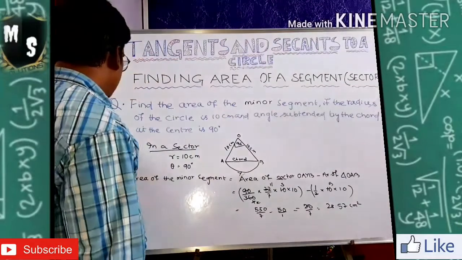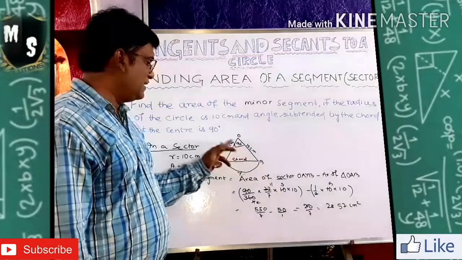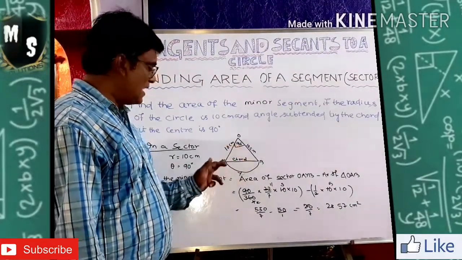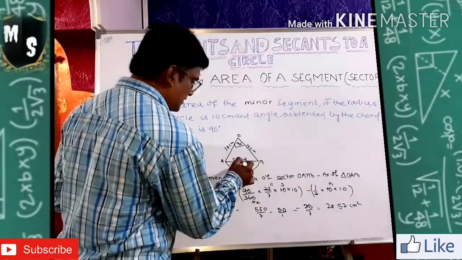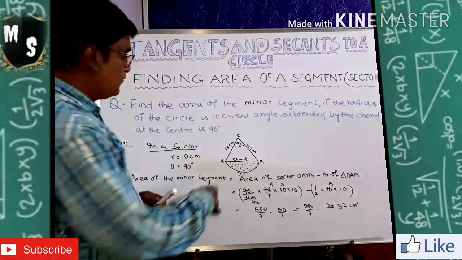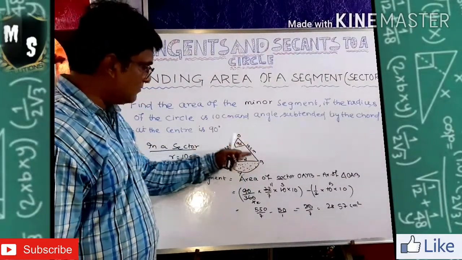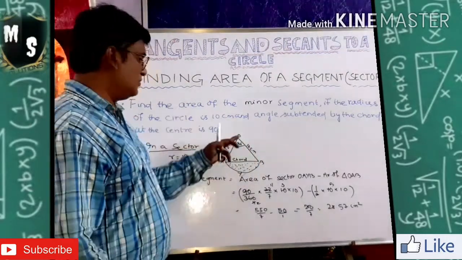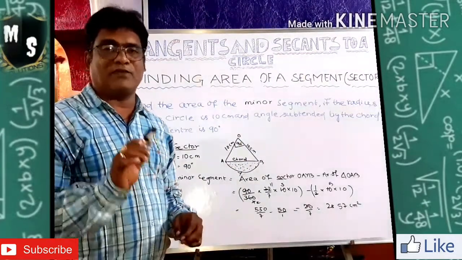Okay, let's start. Solution. I drew a sector figure here, where my central angle is 90 degrees and my radius is 10 cm. This is the chord subtending the angle of 90 degrees here, and this is my minor segment. So how can you calculate the area of the minor segment? If you subtract the triangle area from the full sector area, then the area of the minor segment will come. That is the formula involved in it.